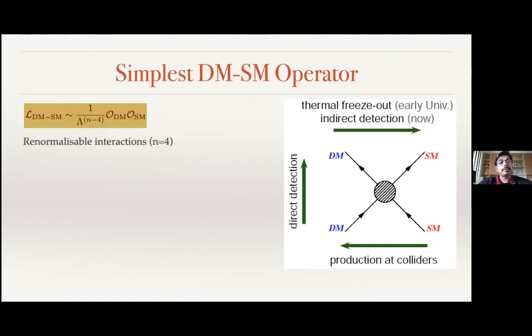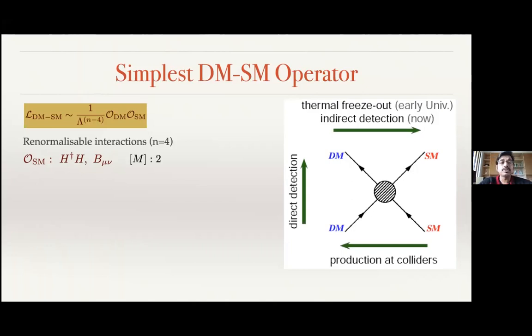Now let's first construct a renormalizable interaction. That means the dimension of this operator is 4. Then we understand that if it has to factorize into ODM and OSM, there is mass dimension 2 which we can attribute to both of these operators. Correct. Now, within the standard model, we know that there are only two operators that we can think of which have mass dimension 2.